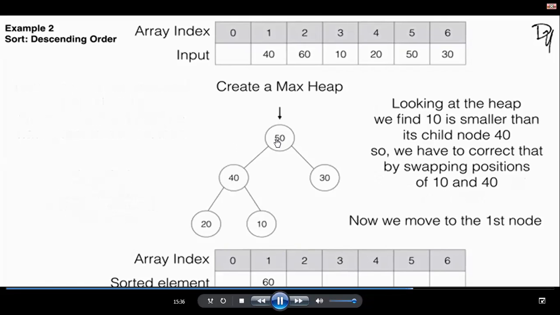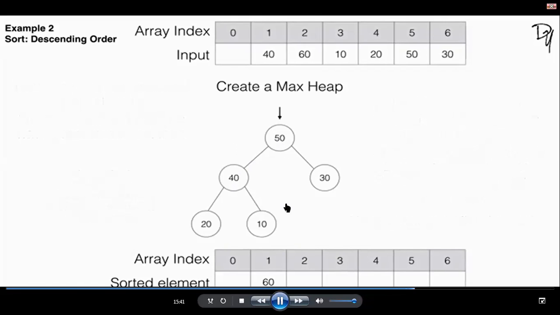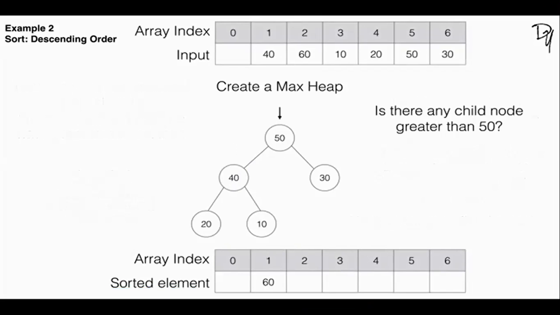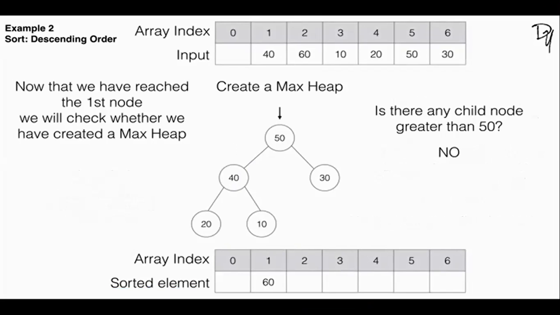Now again move back to the first position. Again we are checking whether it is proper or not. Yes, now it is proper. No child elements are greater than 50.